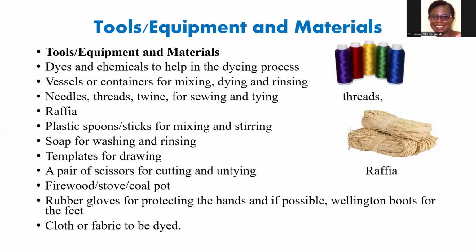Let's look at some of the tools and materials that we need when we are dyeing. First of all, you need your dye, your chemicals, and the vessels and containers that will help you, needles and thread and twines for sewing. You have the raffia here for tying, plastic spoons, sticks for mixing. You need soap for washing, though here you are not going to use soap. Templates for drawing, a pair of scissors for cutting, firewood for heat, rubber gloves to protect your hands, then your main fabric that you're going to use.